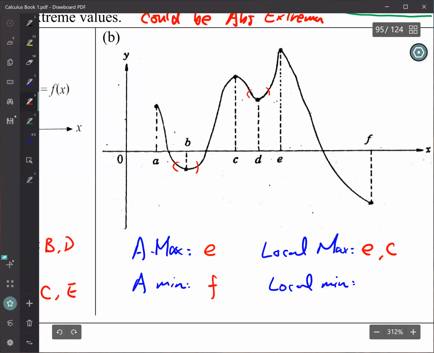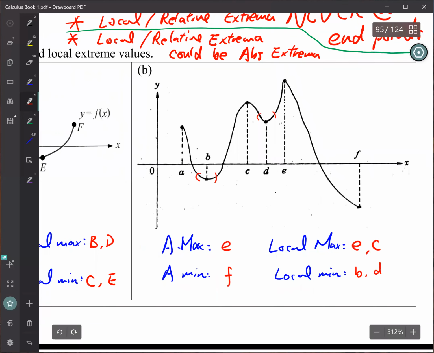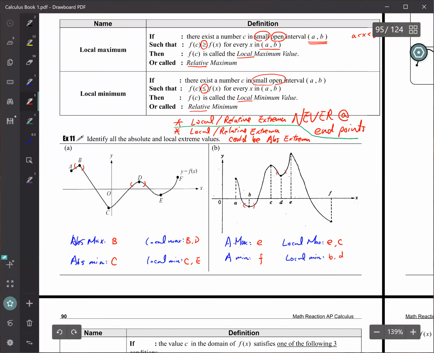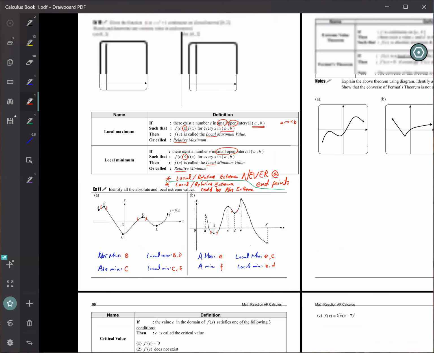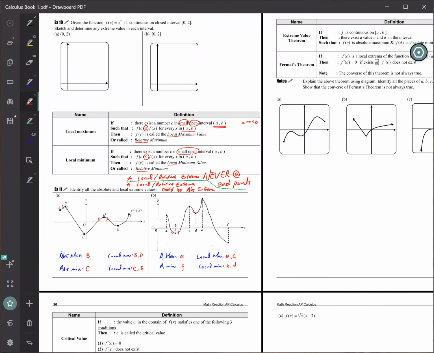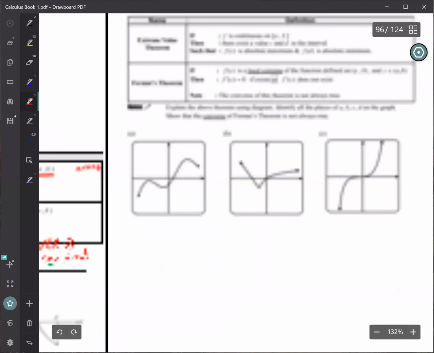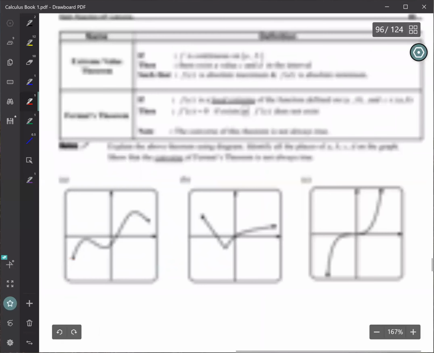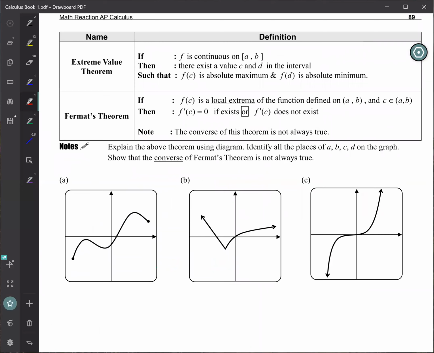Okay, so I think everybody is clear about the difference between local and absolute. Now you know the terms. Later on, you could have questions where they say please find, and they will give you a function and want you to use the derivative to help find absolute max, local min, whatever. Before we get there, there are two theorems that we need to go over. It's on the next page.